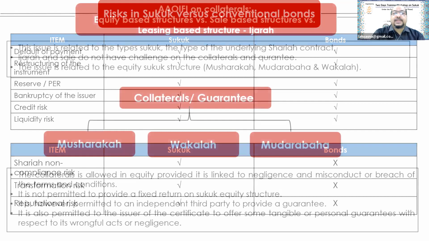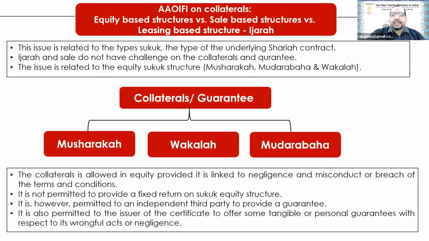The next point is basically talking about some of the IOFI collateral on the equity. I think we have discussed this one, then it has been recapped again here. And here we are talking about the issue related to the type of sukuk. As we have mentioned, the type of the underlying Sharia contract will determine the status of the collateral, permissibility or otherwise, and the permissibility of the guarantee or otherwise.